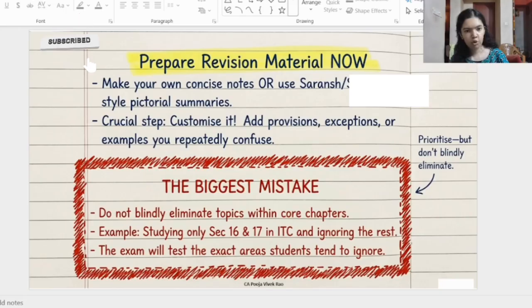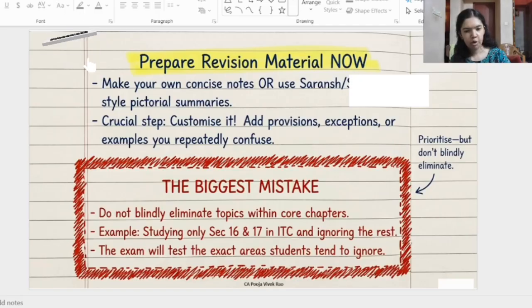Either prepare your own concise notes or use the Saransh. But there is one important suggestion. Your last day revision material should be customized to your own preparation. If there are certain concepts that you repeatedly forget, include them. And if there are any particular exceptions, provisions or examples that you tend to get confused with, add them in your revision notes. The goal is to create a compact revision resource that you can revise quickly before the examination.